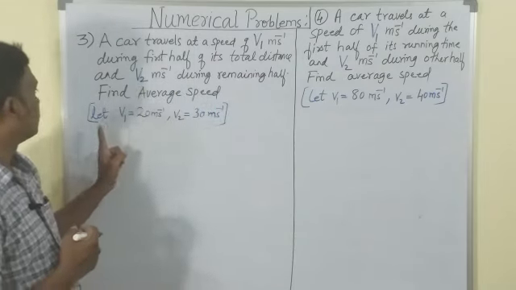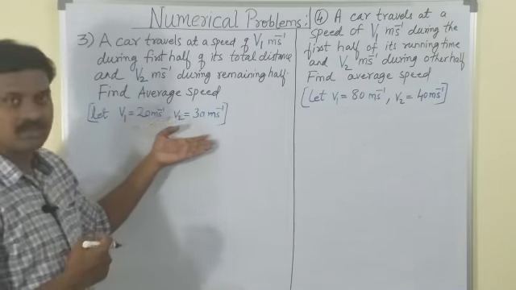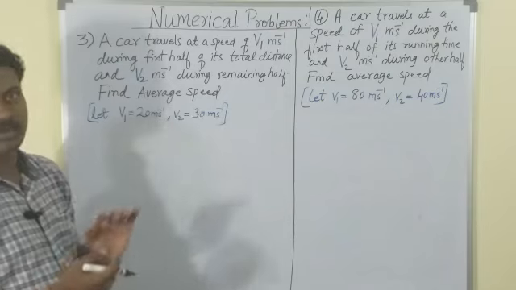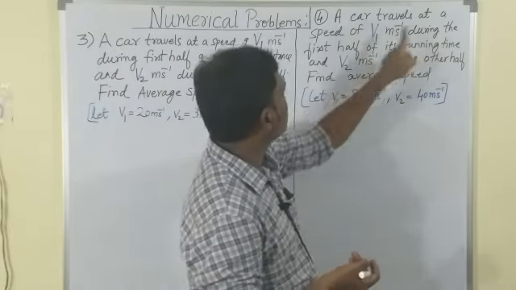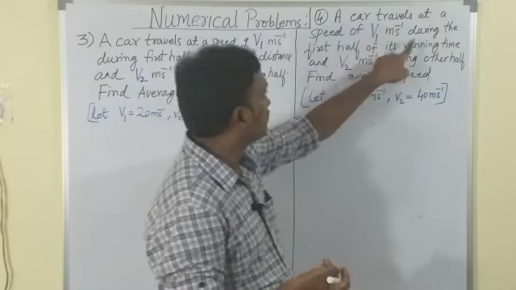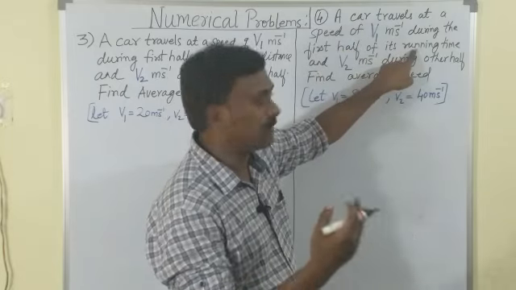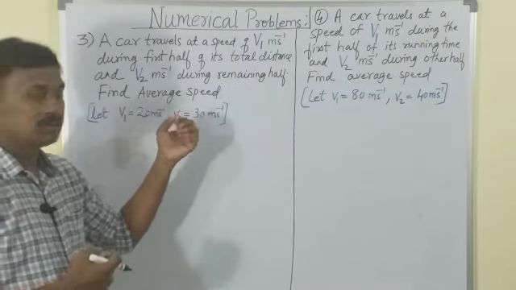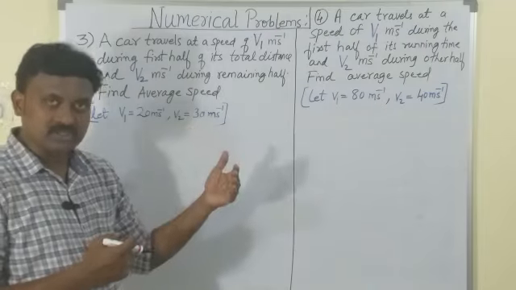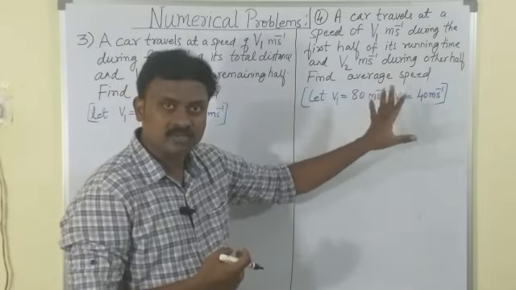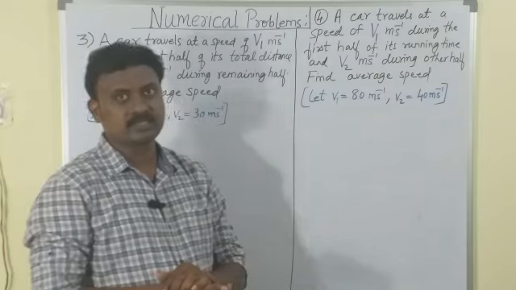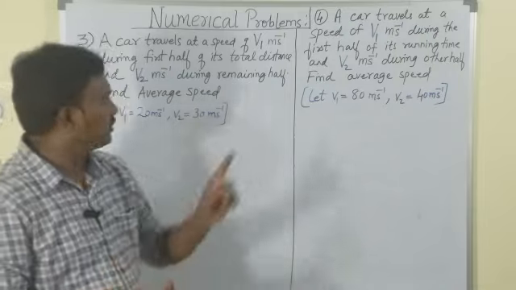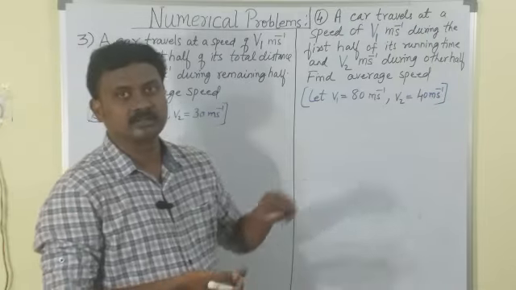They have given some values also. So first we will find a formula for this kind of problems and then we will apply it. In the fourth, the car travels at a speed of v1 meter per second during the first half of its running time and v2 meter per second during the other half. Here they are talking about the first half of the total distance and there about the first half of the running time. For problems like this we have a formula, so here we are going to derive the formula and then apply the values which are given.